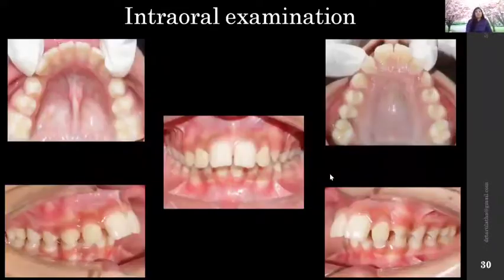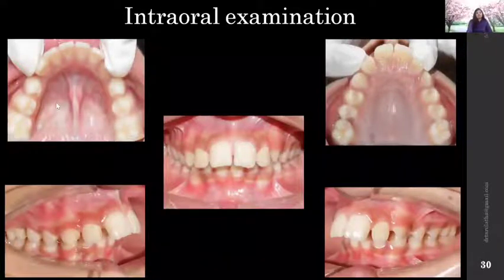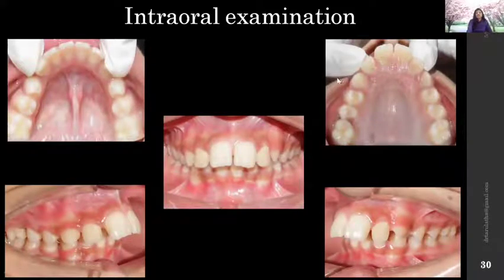Going ahead, intraoral examination. How do I do the intraoral examination? First, you examine the maxillary and mandibular arch individually. Check for crowding, check for anomalies of teeth, check for rotations, and once you do that, record them. And after that, you are supposed to check the occlusion.